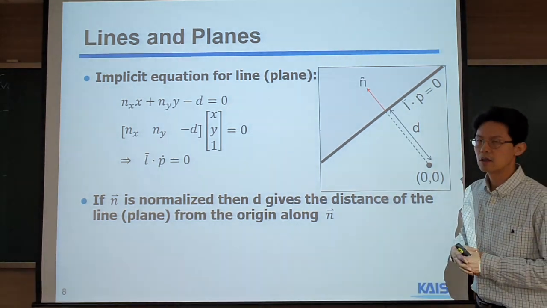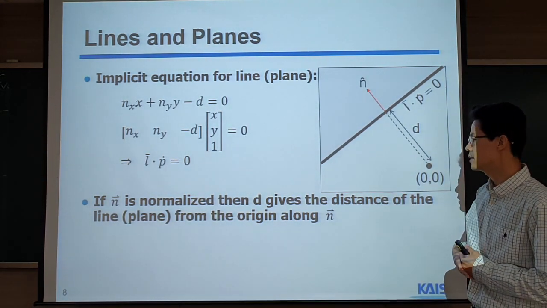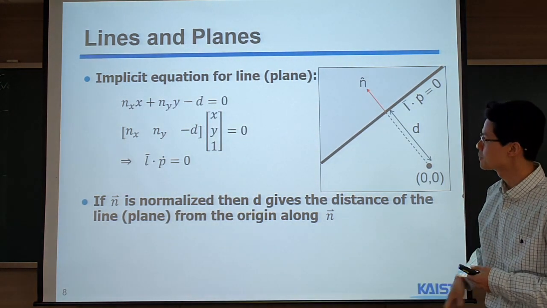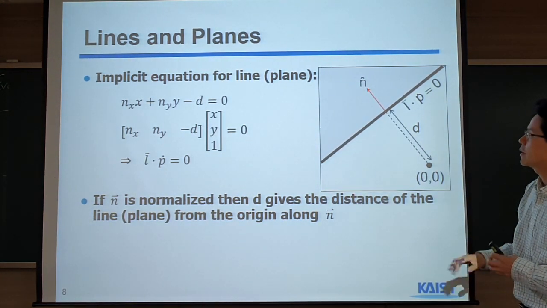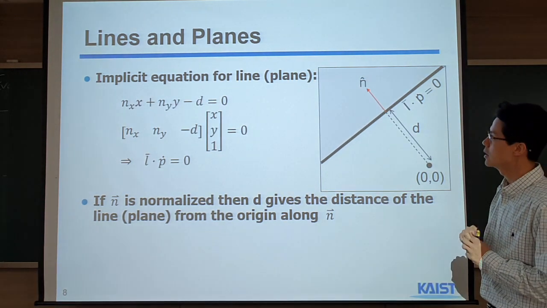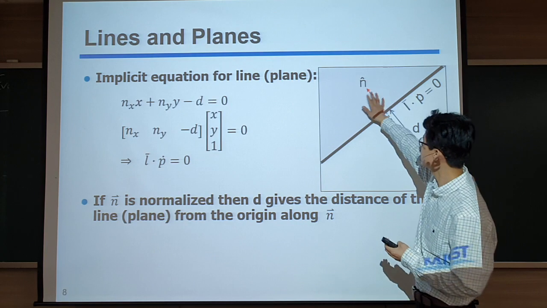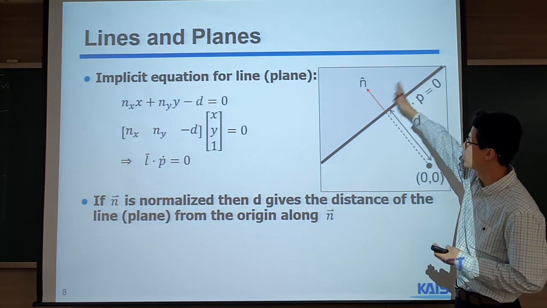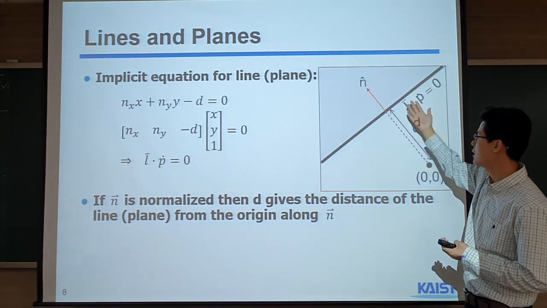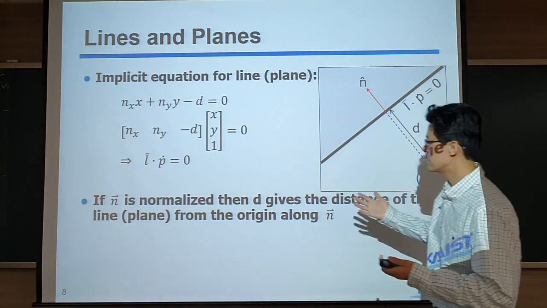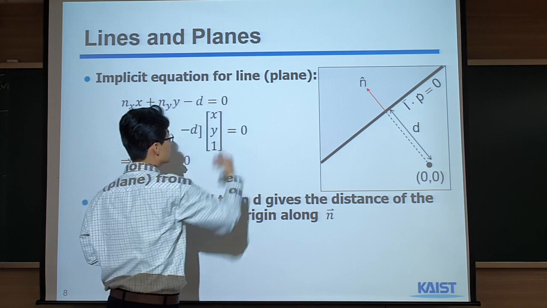You might have seen this kind of theorem when you studied mathematics in high school. But anyway, this is the implicit equation that we will use for culling and clipping, and these are the properties. N is the normal of the line or the plane, and D gives the distance from the origin to the line or the plane. Everything is applicable to 2D and 3D.